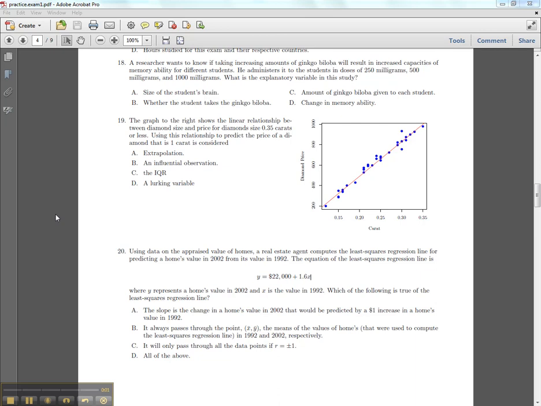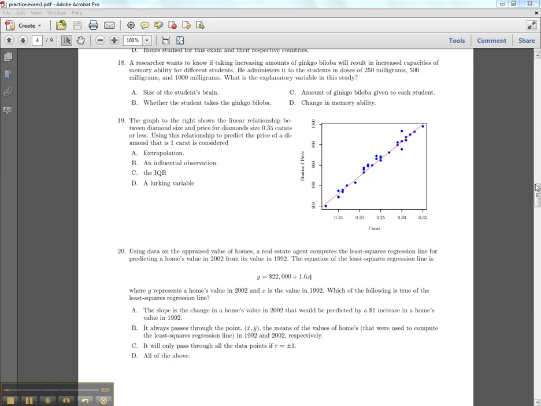Okay, let's work on number 18, 19, and 20. A researcher wants to know if taking increasing amounts of ginkgo biloba will result in increased capacities of memory ability for different students. He administers it to the students in doses of 250, 500, and 1,000 milligrams. What is the explanatory variable in this study?